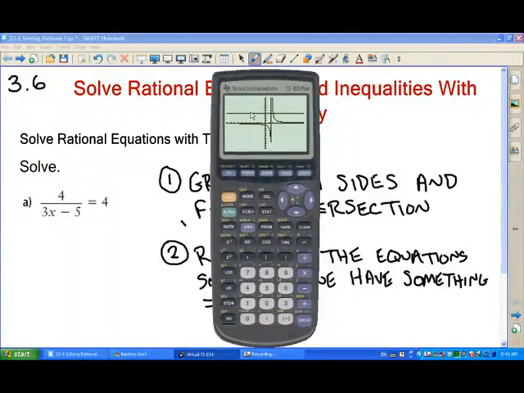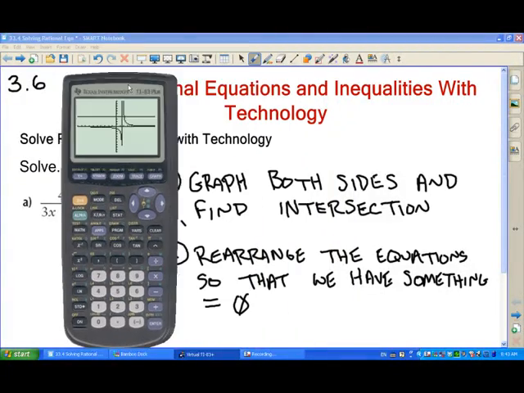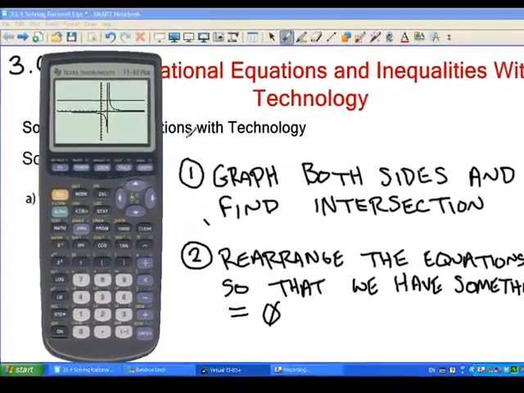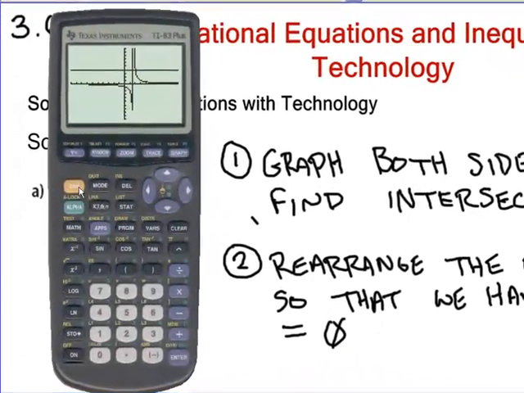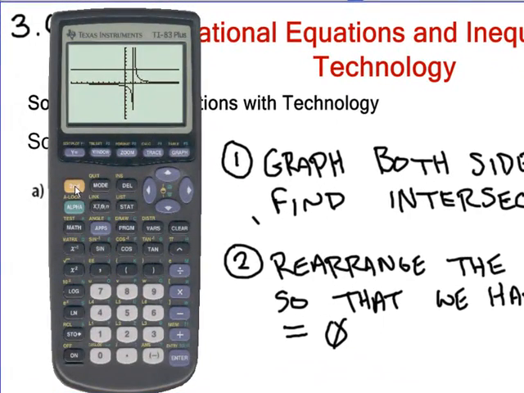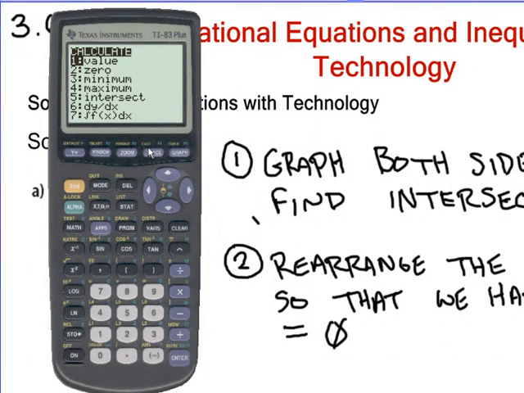So the command we want to use to find the intersection is the intersection command. We can find that by pressing the second function and then the trace button. We get our calculator commands, and we want to use command number 5 for the intersection.